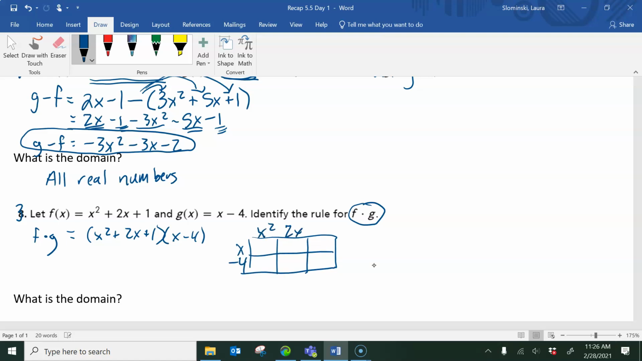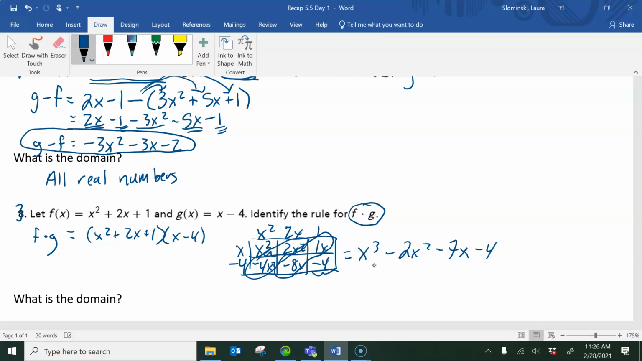Squared, 2x, and 1. Okay, length times width is x cubed. This gives me 2x squared, 1x. This gives me negative 4x squared, negative 8x, and negative 4. And when we use this box method, then we combine like terms of the boxes. I get x cubed. These diagonals add together. I get minus 2x squared, minus 7x, and minus 4.